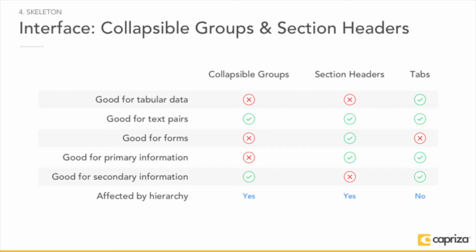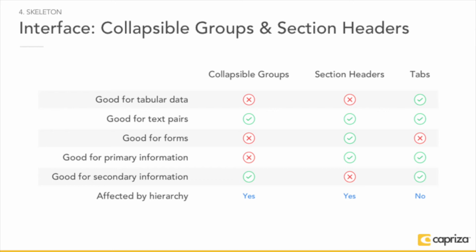Section headers are always open and work great for primary information that needs to be seen. Collapsible groups, since they hide information, are best used for content that is secondary to the use case. They also allow a user to free up screen space if they don't need a section.